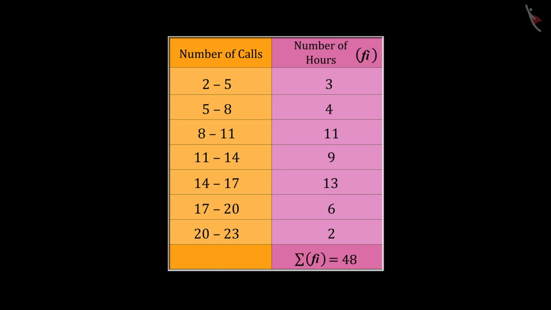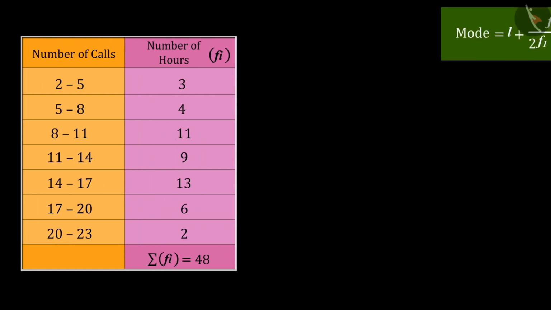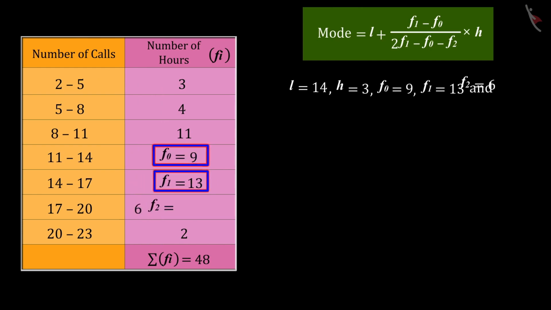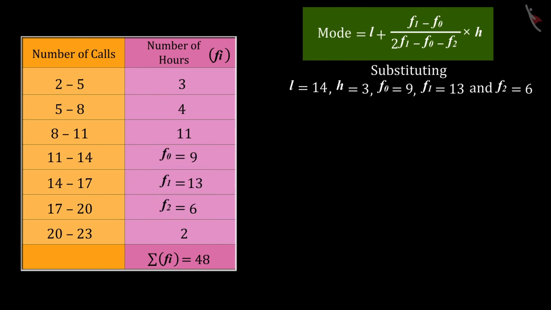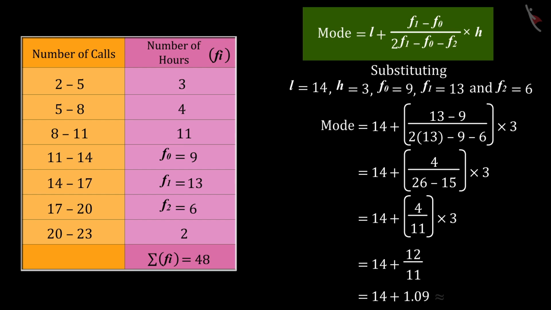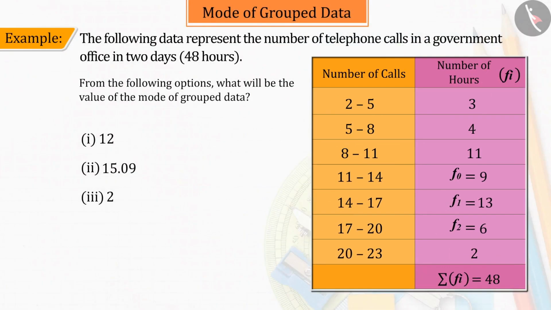Since we have to find the value of the mode, with the help of the given data, we substitute the values of L, h, f0, f1 and f2 in the modal formula and solve it. The value of mode obtained is approximately 15.09. So, option 2 is the correct answer.